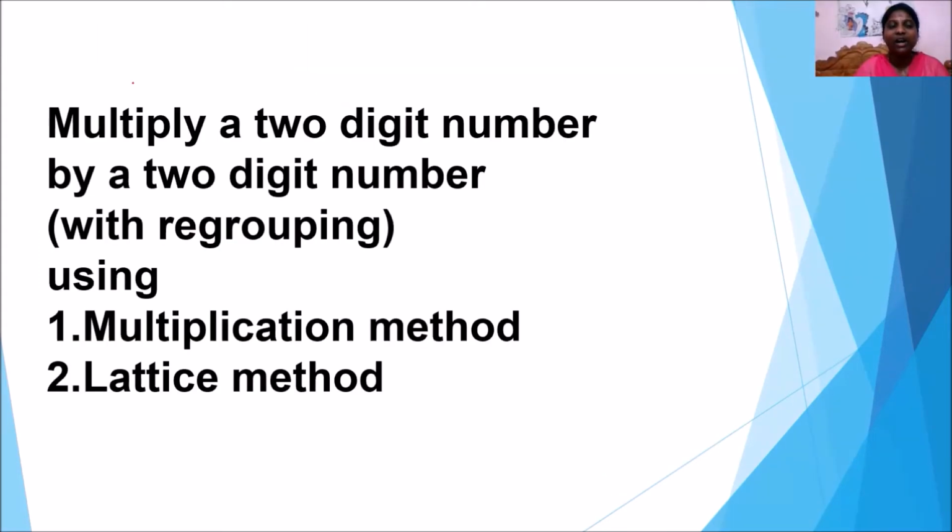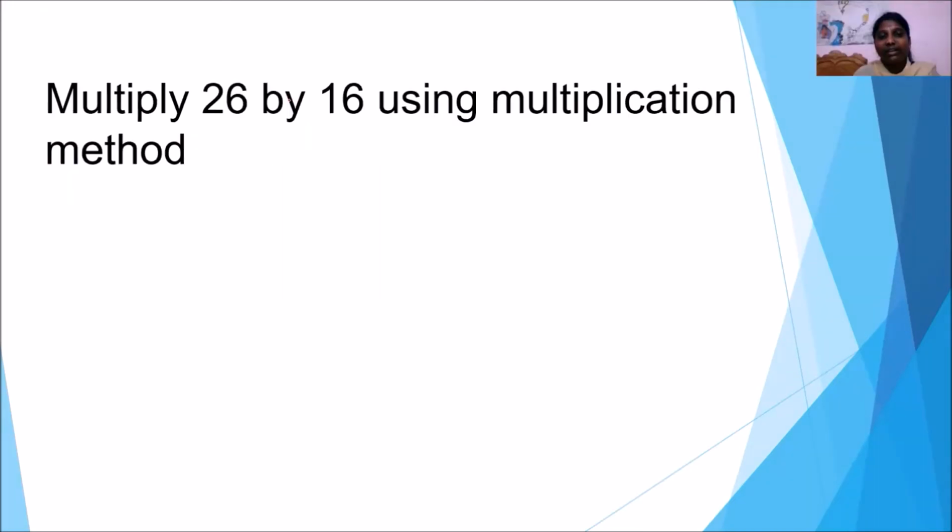Next, we are going to learn how to multiply a 2-digit number by a 2-digit number with regrouping using the multiplication method and the lattice method. Here, with regrouping means with carry. Let's learn the first method, the multiplication method. Here you have to multiply 26 by 16 using the multiplication method. Write the numbers according to their places.